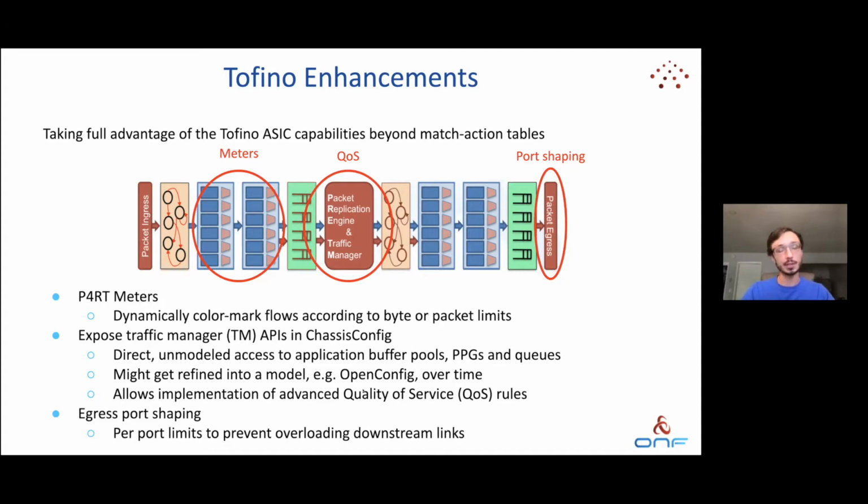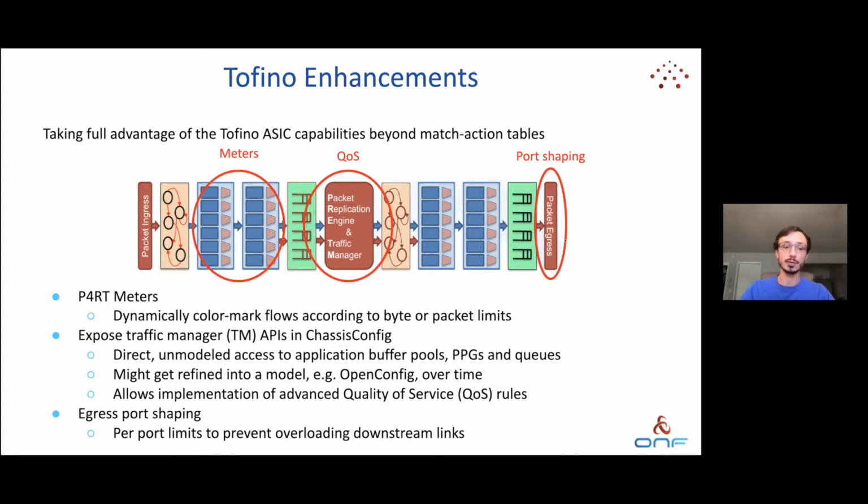And that's actually what we're doing in the Ether project, where we try to prioritize 5G mobile phone traffic according to certain rules, voice over data, for example. And as the last step, we enable port shaping on egress ports.